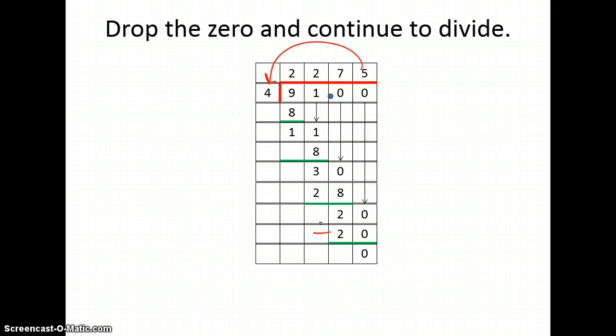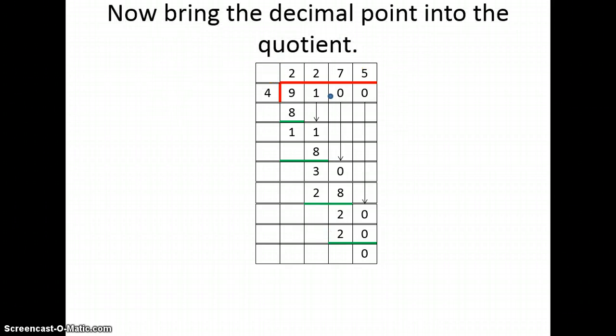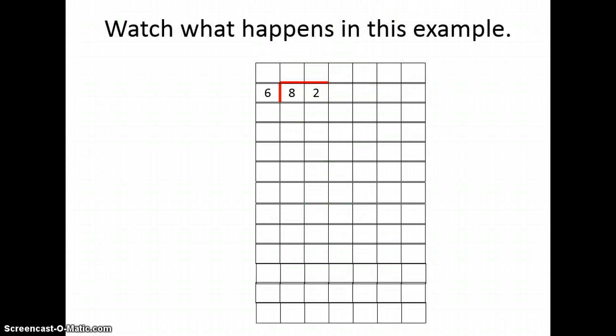But I still need to go back. My answer is not 2,275. I need to bring that decimal point straight up, and my quotient is 22 and 75/100. So 91 divided by 4 equals 22 and 75/100. Let's look at one more example similar to this. Let's take 82 and divide it by 6. Now I'm going to ask myself, how many times does 6 go into 8? And the answer is 1.